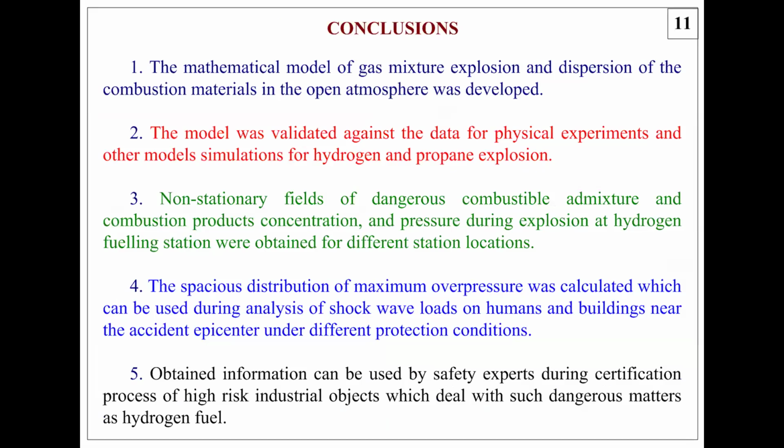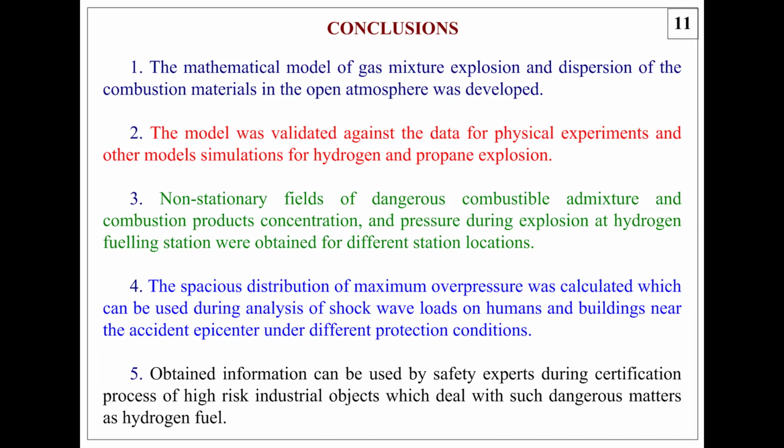Finally, the following conclusions can be formulated. The mathematical model of gas mixture explosion and dispersion of the combustion materials in the open atmosphere was developed. The model was validated against the data from physical experiments and other models' simulations for hydrogen and propane explosions. Non-stationary fields of dangerous combustible admixture and combustion products concentration and pressure during explosion at a hydrogen refueling station were obtained for different station locations.